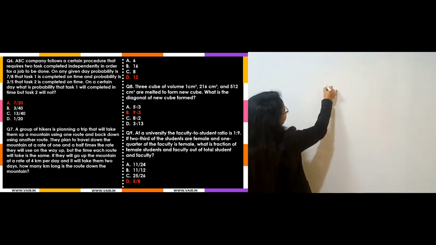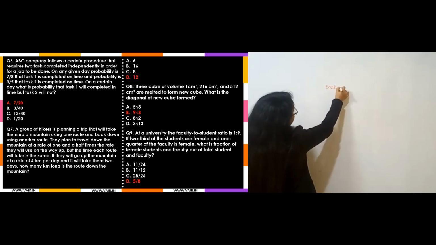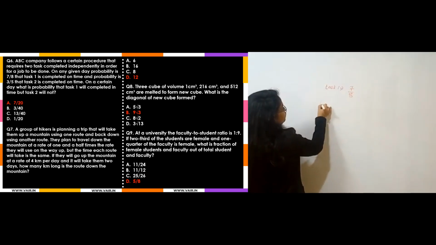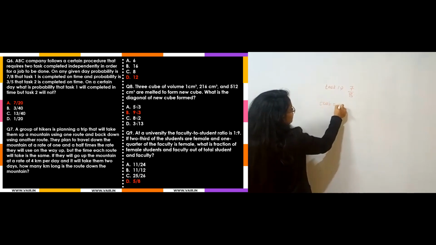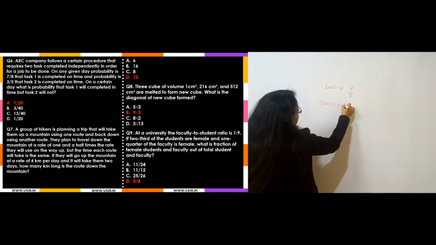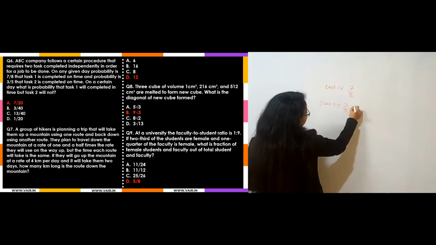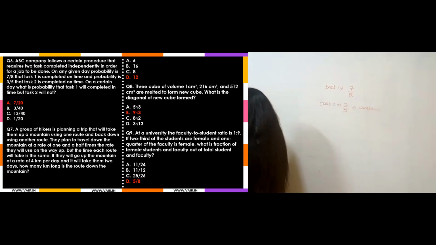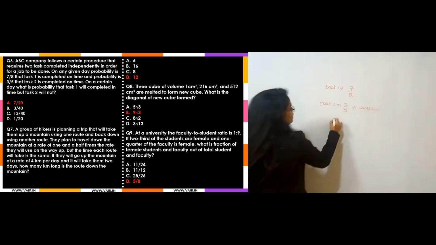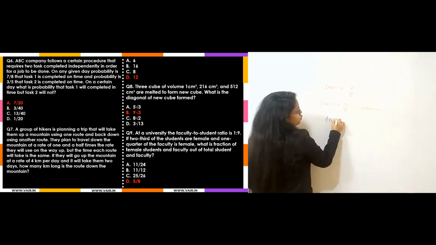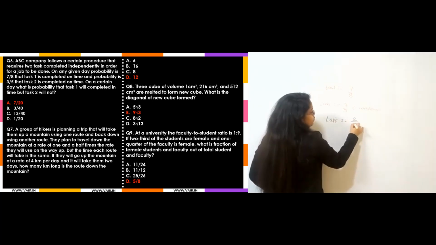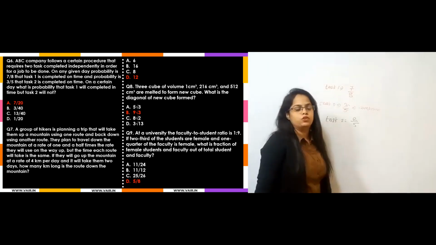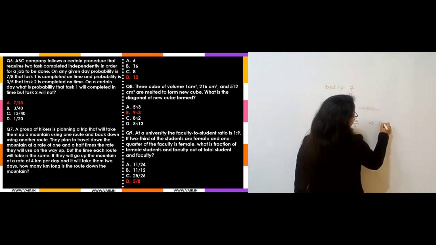So for the task 1 completed, what is the probability? It is 7 by 8. And for task 2, the completed probability is 3 by 5. 3 by 5 is for completed. So not completed, what will be the probability? For not completion, task 2 will be equal to 2 by 5. Because out of 5, 3 is the probability of completed. So obviously 2 by 5 will be for the not completed.